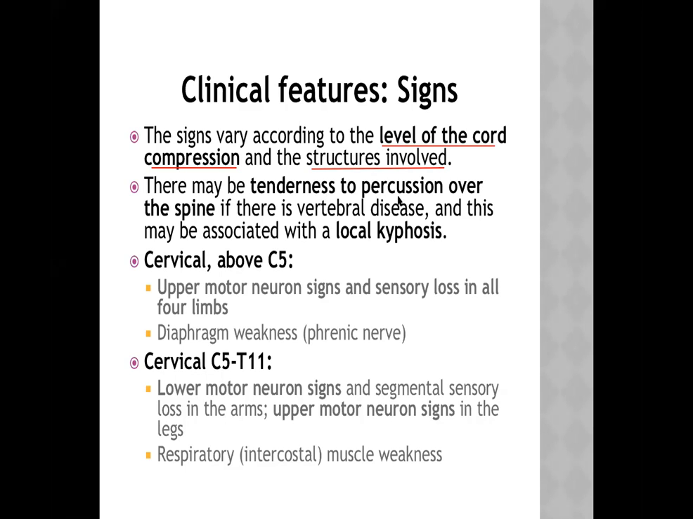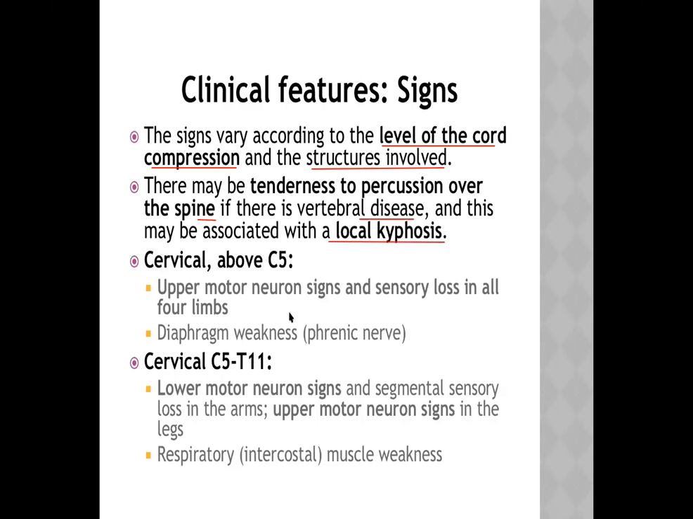There may be tenderness to percussion over the spine if there is vertebral disease, and this may be associated with a local kyphosis. A wonderful example I can provide here is Pott's spine, or tuberculosis of the spine. There would be tenderness when I percuss that vertebra. When I simply press or percuss there, the patient will complain of pain. And if you examine properly, if a compression fracture has already occurred, there is local kyphosis development. Kyphosis is a bending of the vertebra backwards.